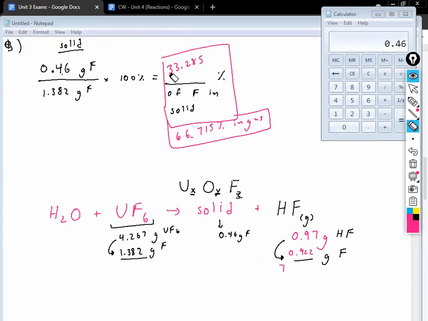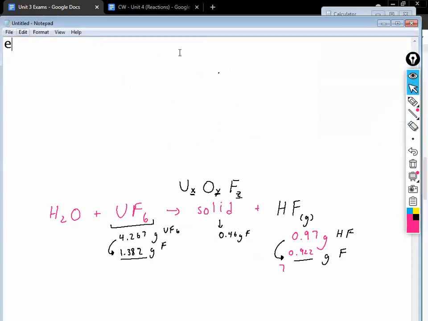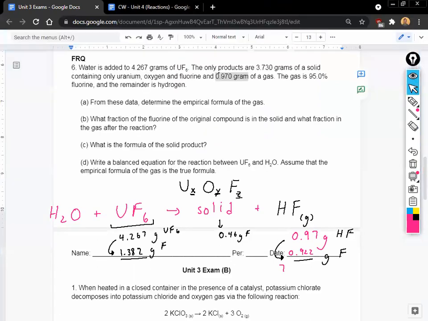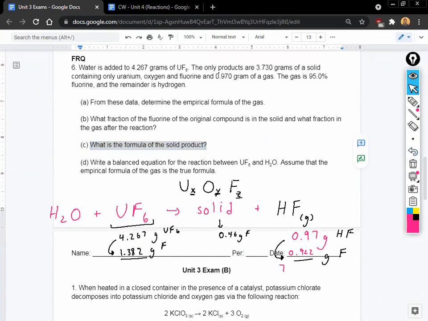Alrighty, let's move on to part C now. I'm going to erase this so that we have some more room to work with. But I want you to take a look at part C. Now we're finally looking for the formula of the solid product. We know that the solid is made out of uranium, fluorine, and oxygen, right? Now we're going to be looking at what the actual formula for that compound is going to be.